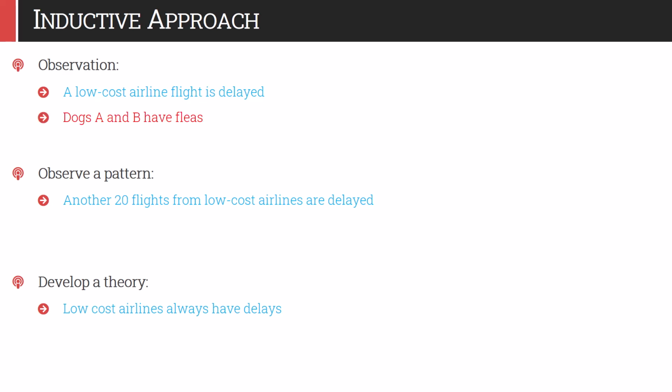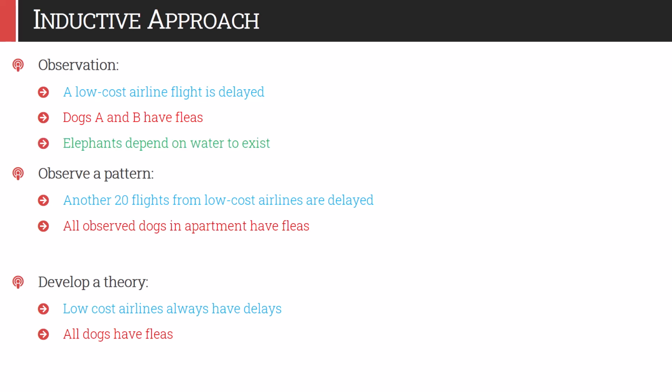Consider another example, that dogs A and B have fleas. It doesn't imply all dogs will have fleas. We need to observe this pattern at a larger scale. Consider all observed dogs in an apartment have fleas. So that might lead to, okay, all the dogs in the street or society or in the area could have fleas.